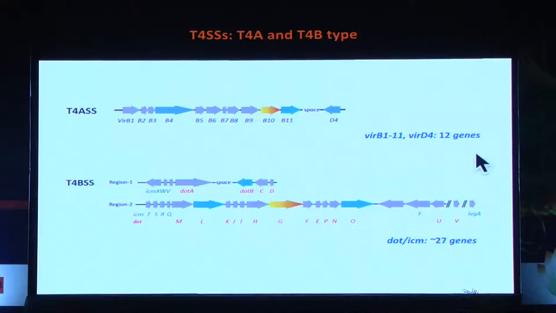You can see that both of them are type 4 secretion systems. They do similar things, but in terms of genetic composition they are very different. Both type 4A and type 4B have three different ATPases; for example, the ATPases are colored in blue. The only real homology between the two systems is this particular protein, which is called VirB10 in type 4A and DotG in type 4B. So there is only one protein conserved between the two systems. Other than that, they do similar things, but they're quite different.